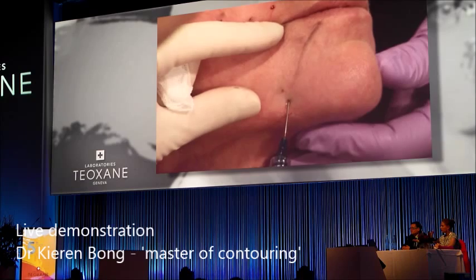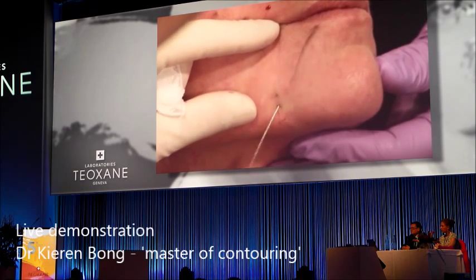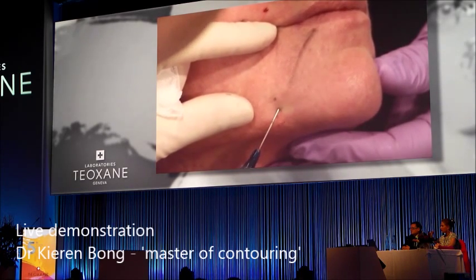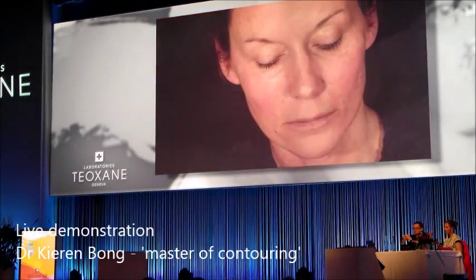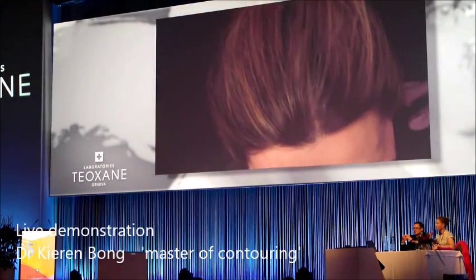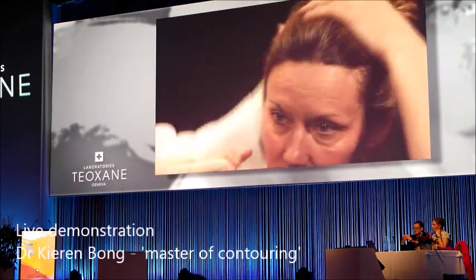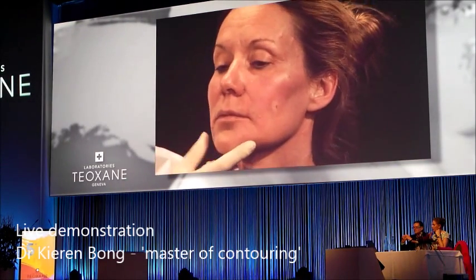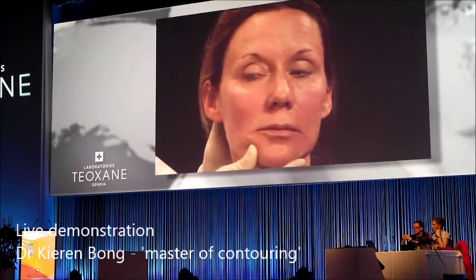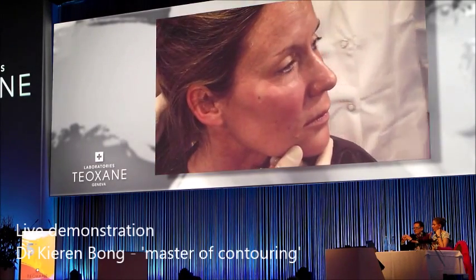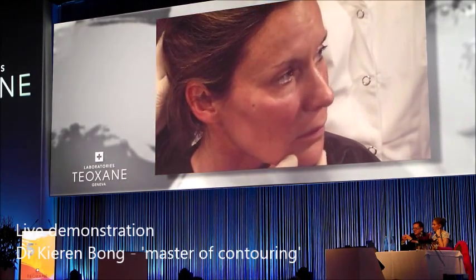Right into the oral commissure. And I'm very aware of the fact that I don't have a lot of filler left. Sit Lisa forward and let's have a look. Very nice result, yes. Thank you.